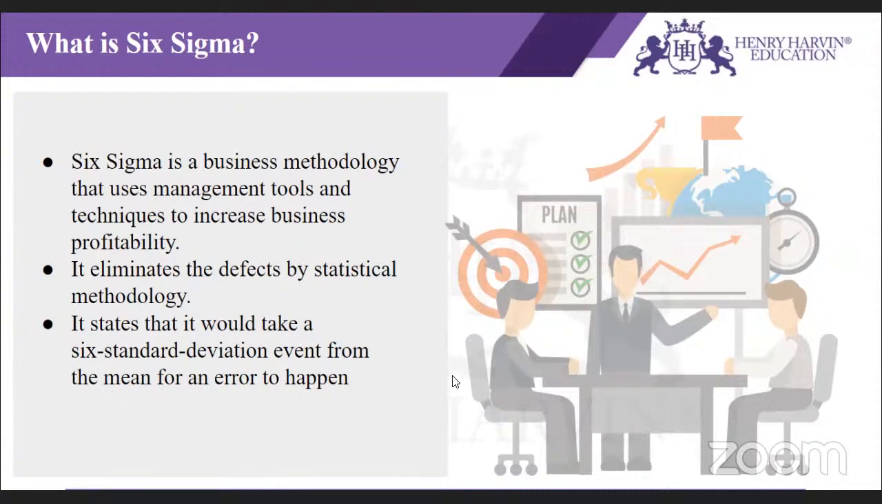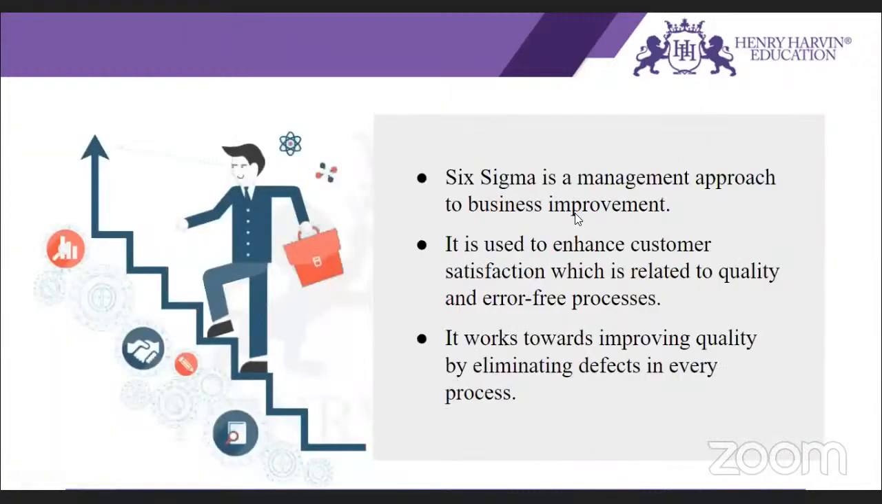And when we say 1 million opportunities and 3.4 defects only, that comes to 99.996% quality. So if my process is performing at Six Sigma level, the process is very close to 100%, which is 99.996%, right? Now let's see what it says. Six Sigma is a management approach to business improvement.